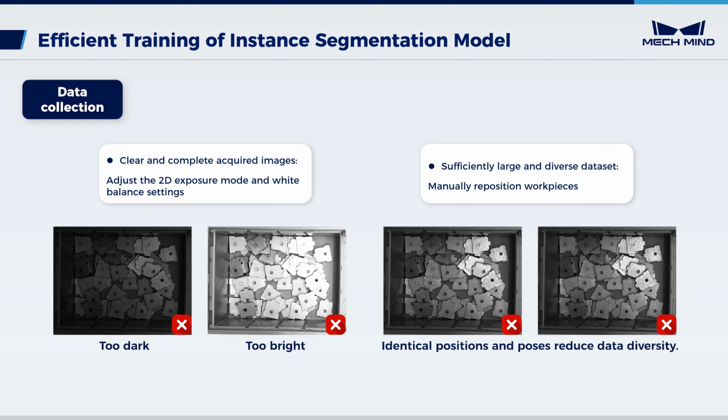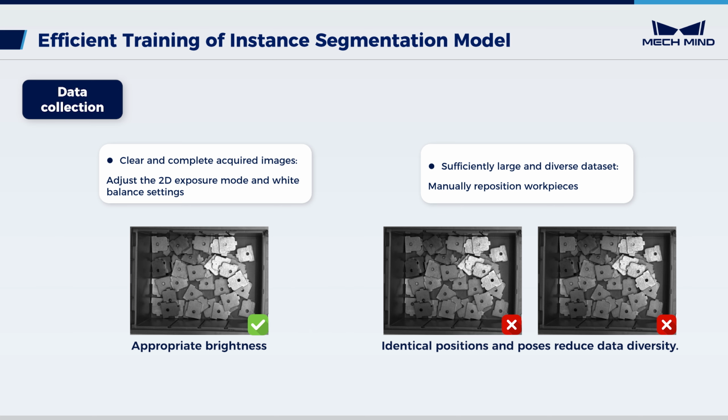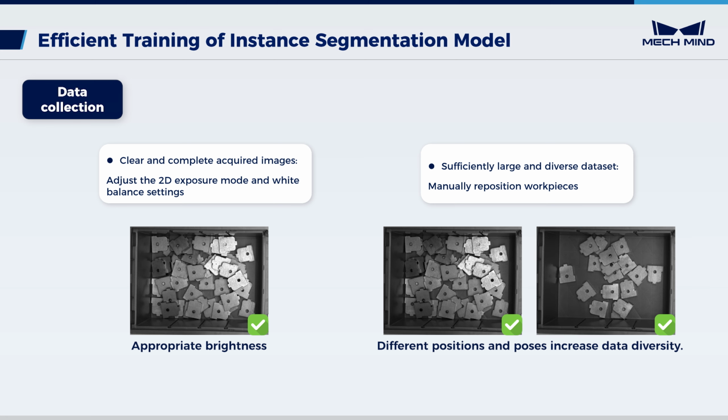The first step is data collection, which is the preparatory work. During image acquisition, adjust the 2D exposure mode and white balance settings to improve image quality based on project requirements. In addition, manually reposition workpieces to ensure data diversity. After collection, select only high-quality images for labeling and training. Please refer to our documentation for details.